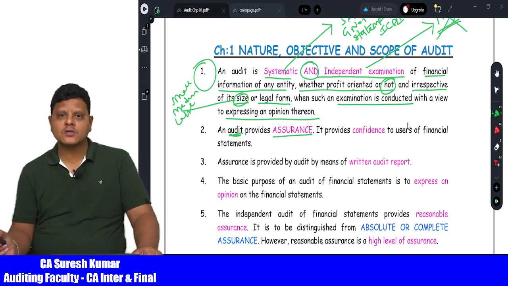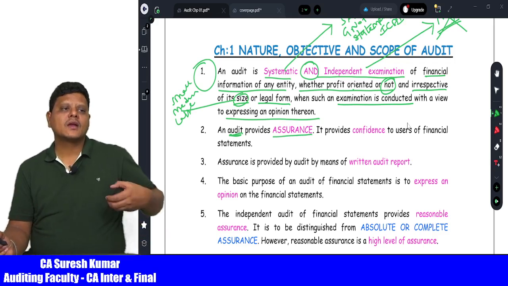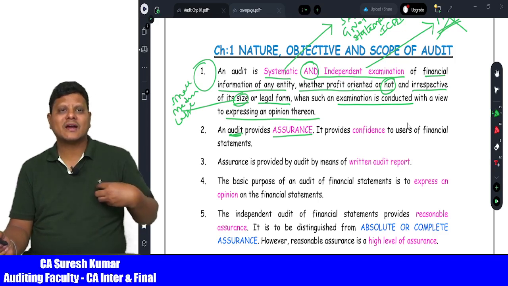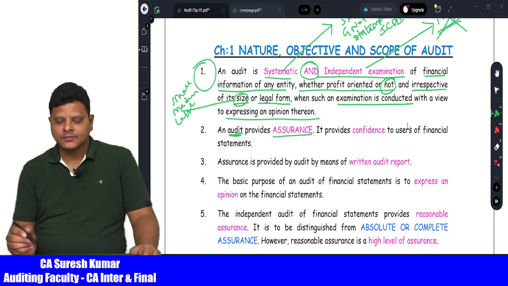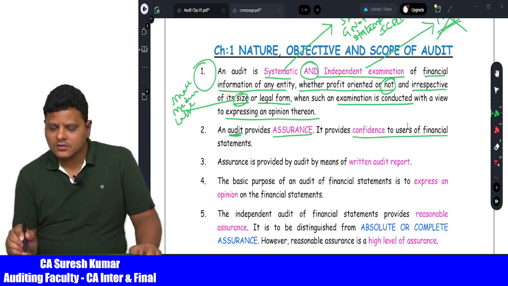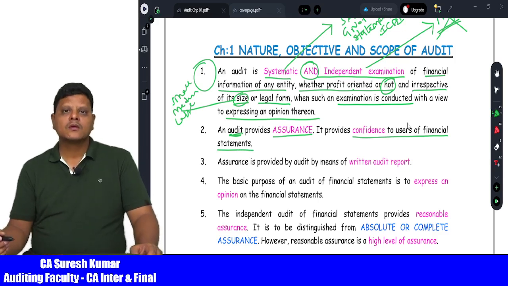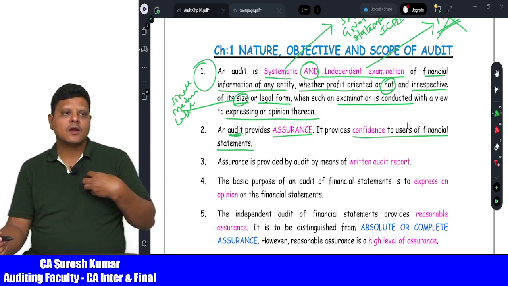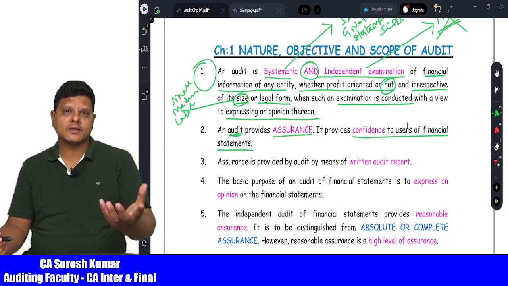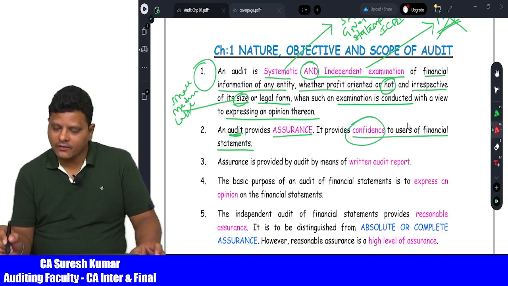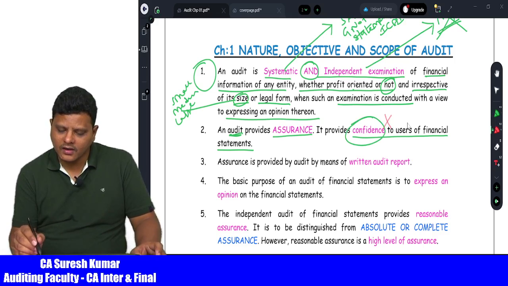What is the meaning of assurance? Assurance talks about the confidence of the auditor. It talks about the satisfaction level of the auditor. Assurance provides confidence to the users of financial statements. So in India, whenever an audit is carried out by an independent person, it automatically gives confidence. When I say confidence, an audit will not give what? An audit will not give a guarantee.